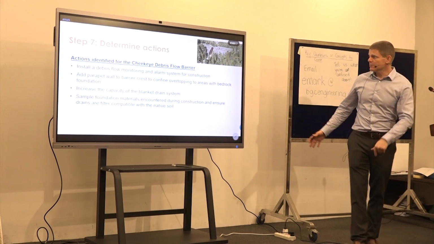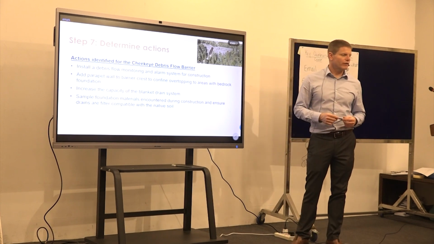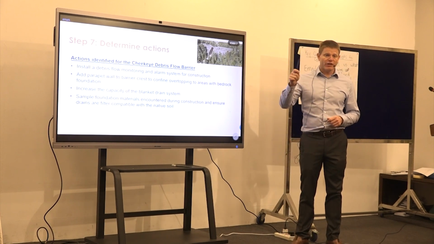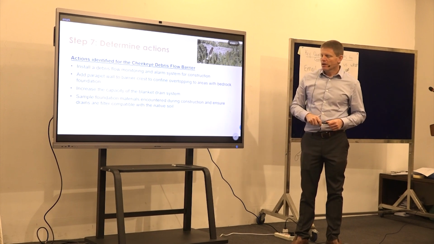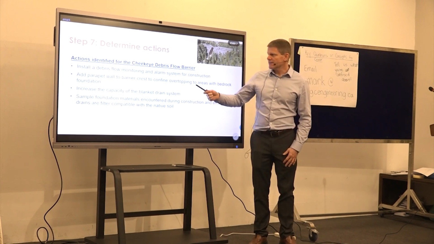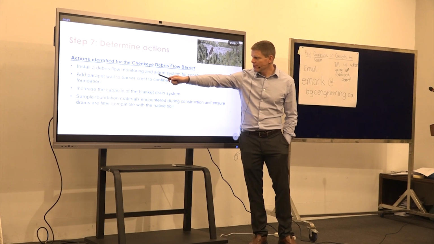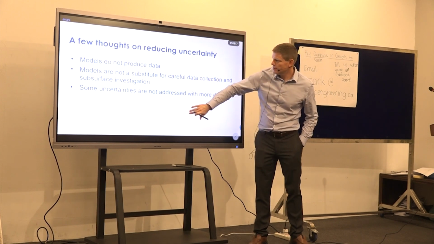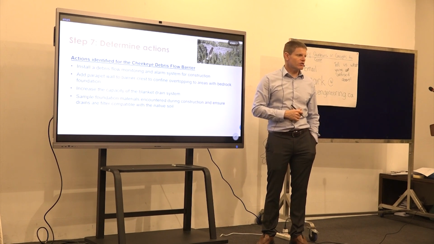So for this Chikai debris flow barrier, as we worked through this process, we looked at 101 failure modes, and we looked at them in a very detailed way, as you have done for this one failure mode. We decided in the end some things that we needed to do to address our failure modes. One was we installed a monitoring and alarm system. And the purpose of that system was to protect the construction workers during construction.